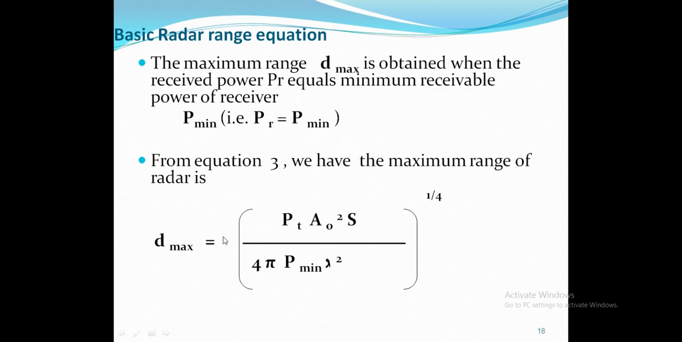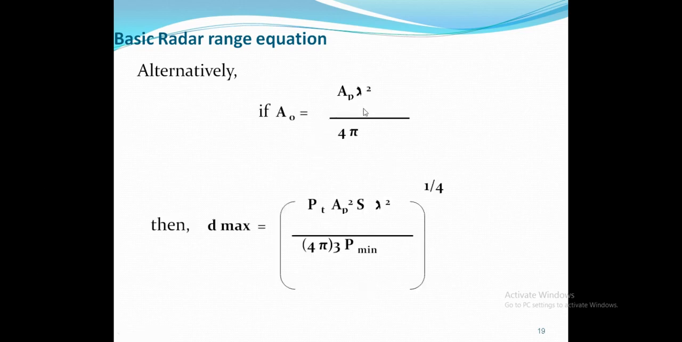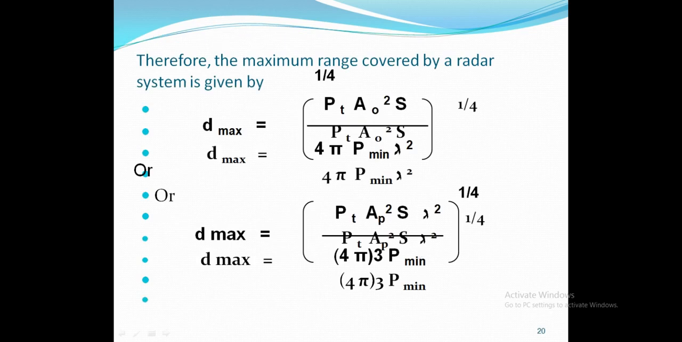So from all these equations we have the maximum range radar equation: Dmax is equals to Pt A naught square S by 4 pi P minimum lambda square to the power of 1 by 4. If A naught is equals to AD lambda square by 4 pi, then Dmax is equals to Pt AD square S lambda square by 4 pi cube P minimum to the power of 1 by 4. Therefore the maximum range covered by a radar system is given by this equation.